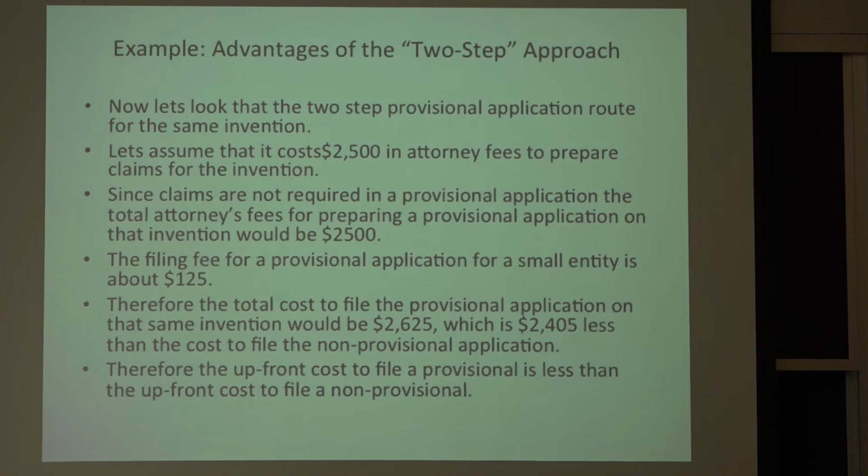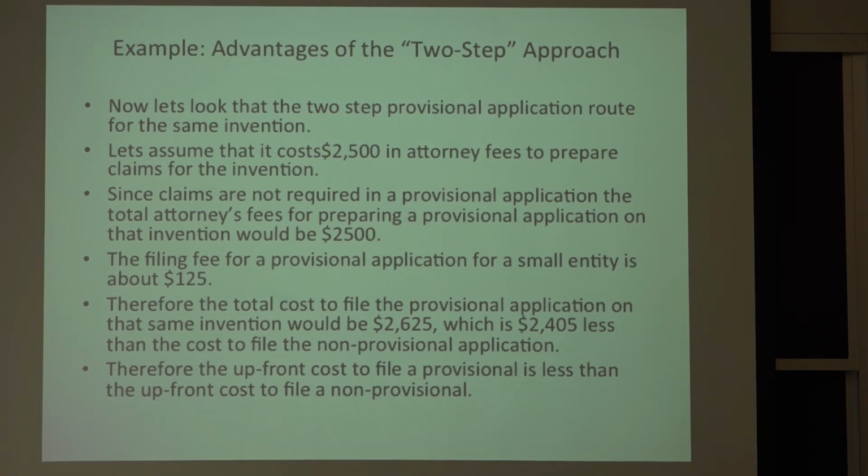But if you take the two-step approach and start with a provisional application, the first thing you do is you save $2,500 in attorney's fees, because you're not asking the attorney to come up with any claims section. All you're asking them to write is the specifications and an abstract and a title page. So you save $2,500 to start with, because you don't have to write up any claims. And if you include any claims, you've probably already thought of one or two clever claims that you can include there without asking the attorney to write them themselves.